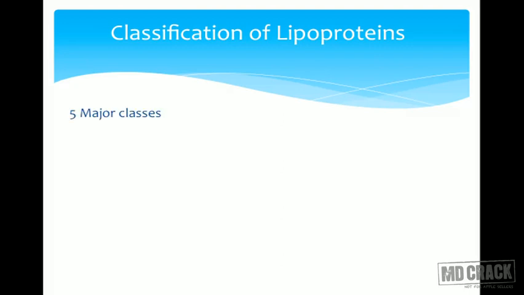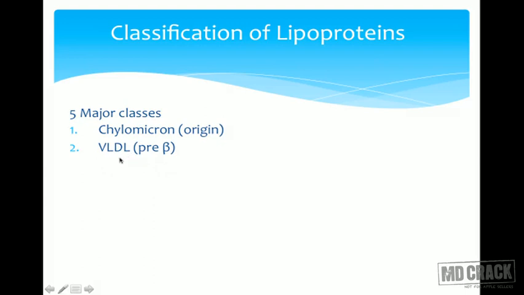Now there are 2 ways. One is by ultracentrifugation, depending upon the lipid content, and the other is by electrophoresis. Both of these can be combined. You can use both of them together. So chylomicrons, they remain at the origin in the electrophoresis. They do not move. VLDL, they go to the pre-beta region.